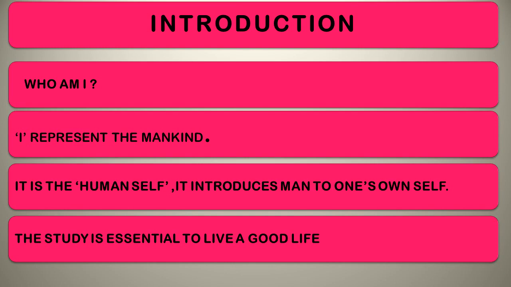Fundamentally, the question, who am I, does not refer to any specific individual I. As we have seen above, each person's I is distinct from others and is one of its kind. It is obvious that at that level of distinctness, a general answer to the question, who am I, is not possible. The I that philosophy is interested in knowing is that I which is commonly found in all human beings. In a sense, it is the I that represents mankind. It is the human self. So, the answer to this question, who am I, introduces man to one's own self.